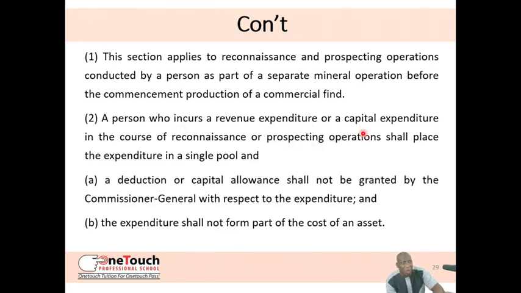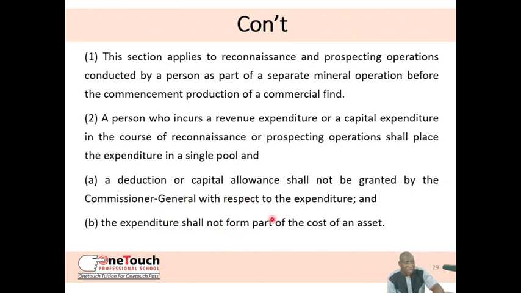In that case, that revenue expenditure or capital expenditure shall be placed in a single pool, and a deduction or capital allowance shall not be granted by the Commissioner General with respect to the expenditure. So when it happens like this, deduction or capital allowance shall not be what? Granted. Deduction means the allowable expenditure. Or if it's a capital expenditure, you don't calculate capital allowance on it. It shall not be granted. Why? Because you are only in the reconnaissance, and you are also only in the what? Prospecting phase of production. That is why a deduction or a capital allowance shall not be granted by the Commissioner General with respect to the expenditure.